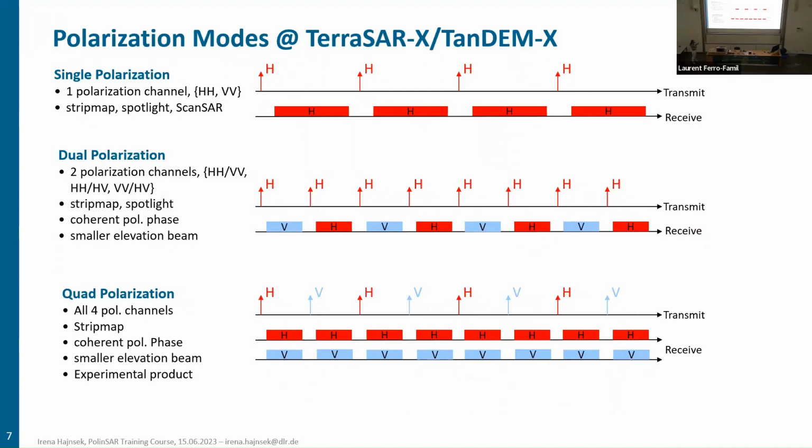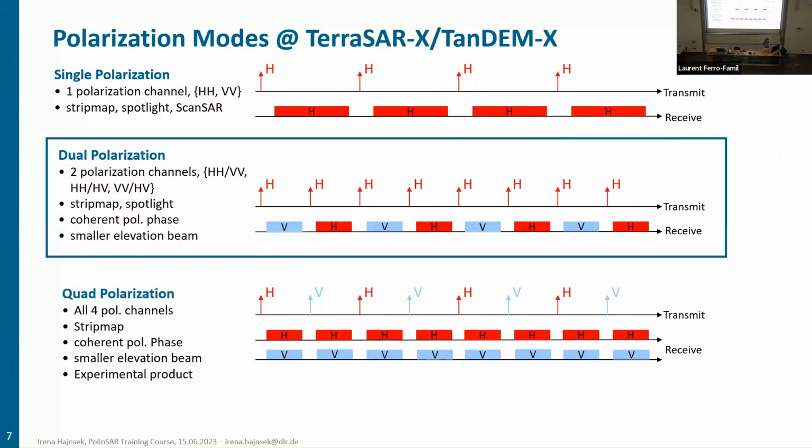For the quad polarization, it's clear: you transmit H and you receive H and V, and then in the second pulse you transmit V again and you receive H and V. Like this, you can build up your scattering matrix. This is also how TanDEM-X is working, or TerraSAR-X, the two missions.